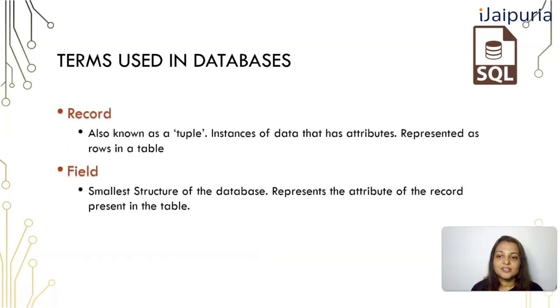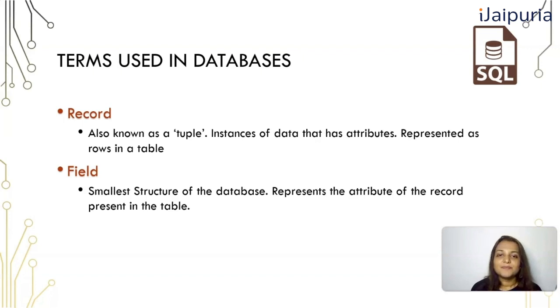Next, we have records. This is also called a tuple. When we are creating these instances of data, we are also creating them in the form of records. So there will be individual records that are maintained in the table itself.